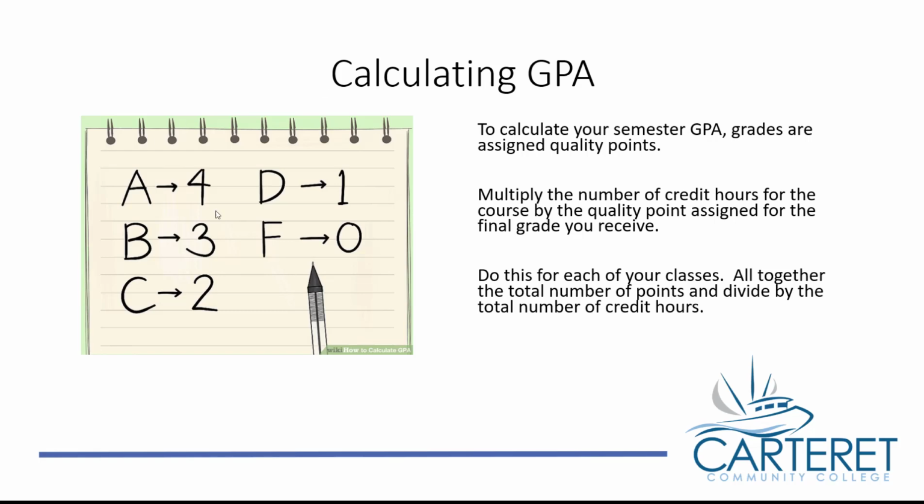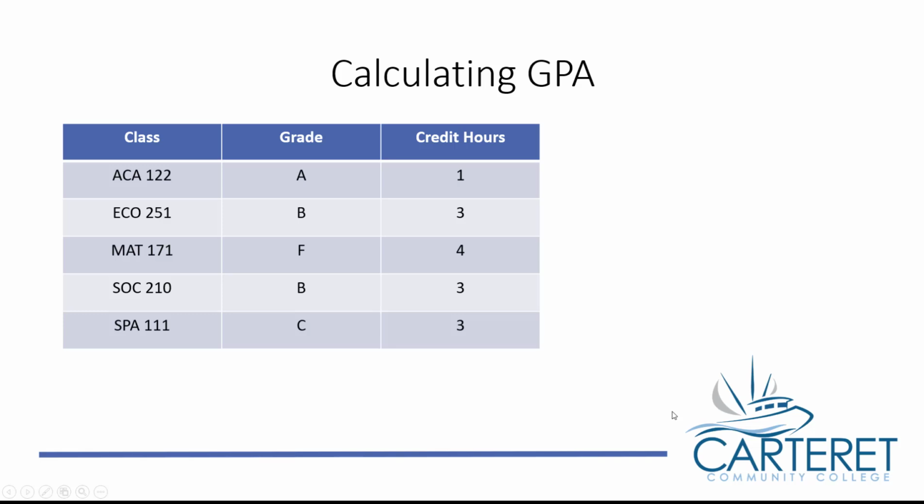So what we do for these quality points here is we multiply the number of credit hours for the course by the number of quality points. We do that for each of your classes. We add them all up, and then we divide by the number of credit hours you're taking. Now that's very difficult to understand, so what we're going to do is actually look at a student's grades and then see what their GPA is going to be at the end of the semester.